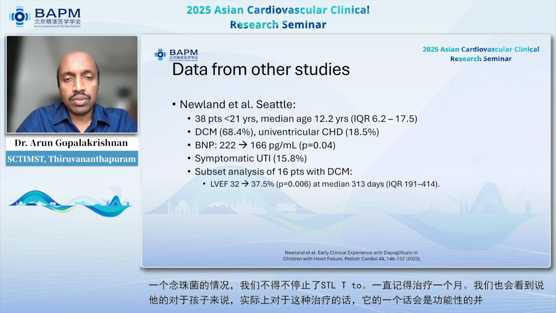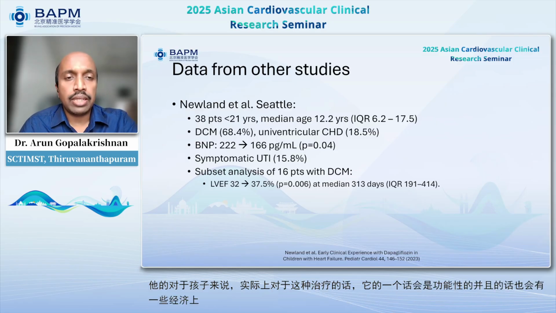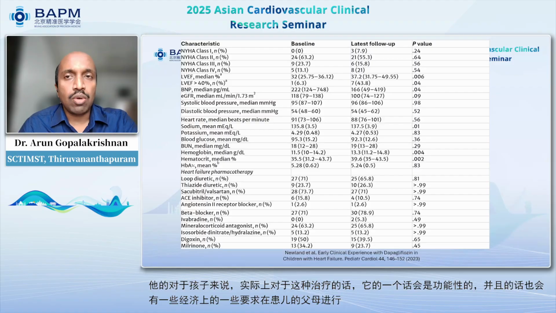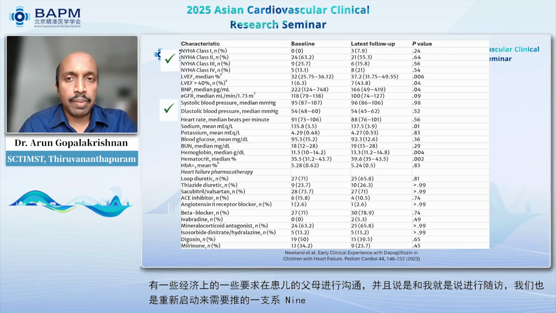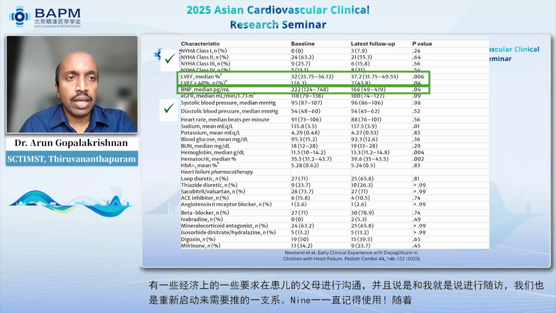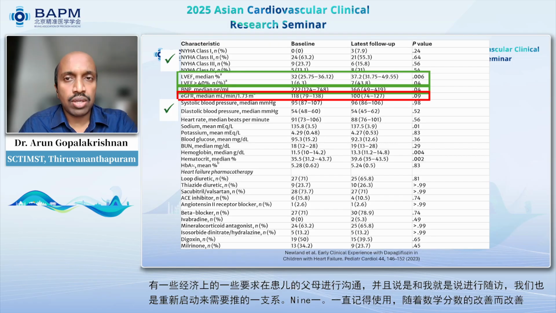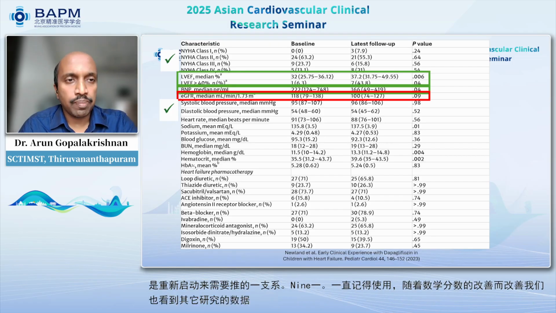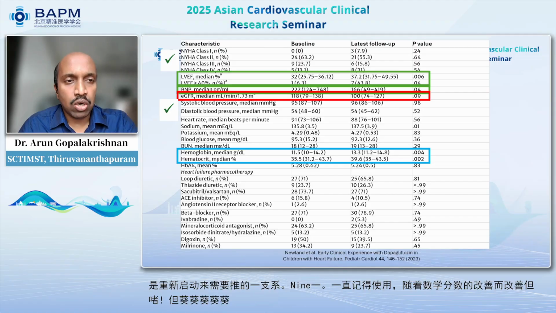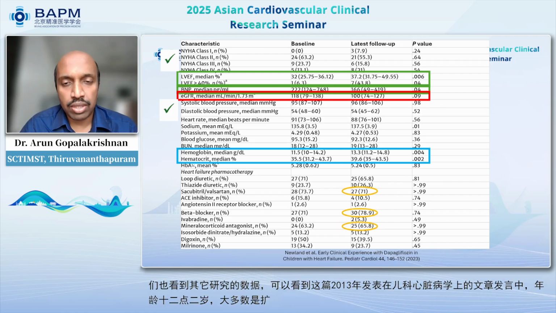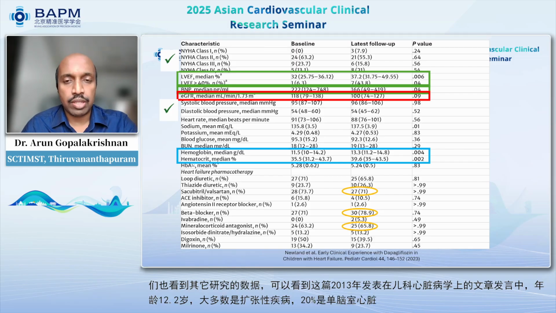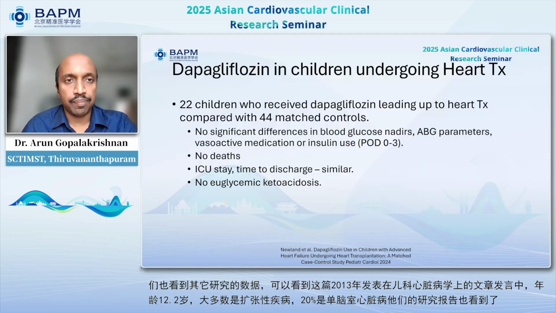In their subset with dilated cardiomyopathy, they reported an improvement in LV ejection fraction over a median of 313 days. A closer look at the results shows significant improvement in symptomatic class by NYHA. Blood pressure remained identical. LV ejection fraction improved. BNP improved. eGFR, however, showed a trend to decline a bit, and the hemoglobin levels had gone up a bit, and the usage of other cornerstones of heart failure was around 70%, lesser than in our study.